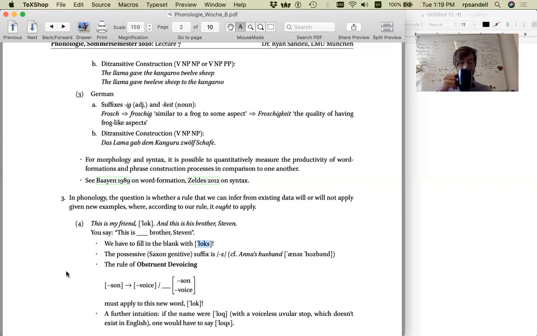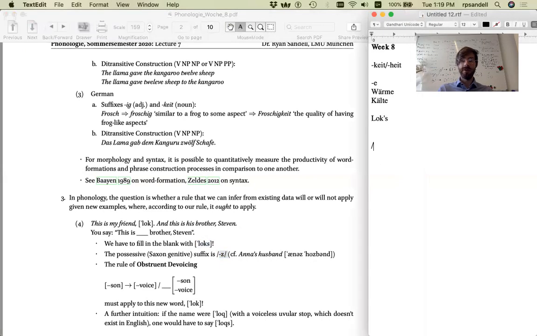So with this new word lok, the possessive suffix, which has the underlying form z, so we can imagine this having the underlying phonological form lok-z, taking this suffix with this underlying phonological form from the morphology, and by the process of obstruent devoicing, we obtain loks. We obtain loks here in English.